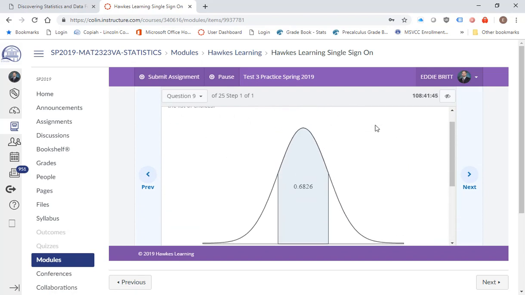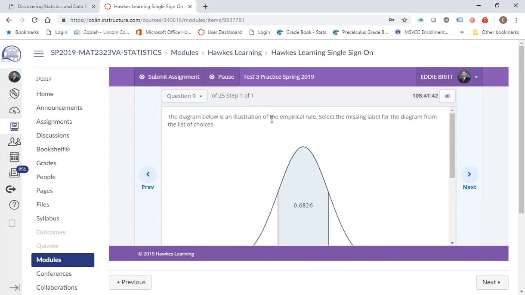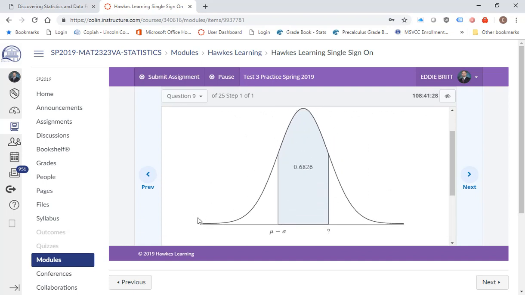All right. The diagram below is an illustration of the empirical rule. So if you don't remember the empirical rule, you might want to look back at that. That was maybe around the 3rd or 4th chapter. Select a missing label for the diagram with a list of choices. So the total area under this curve is 1. The shaded region here is 0.6826, it tells us. That's about 68%. And the 1 sigma rule said that about 68% of the data items are going to lie within 1 standard deviation of the mean.